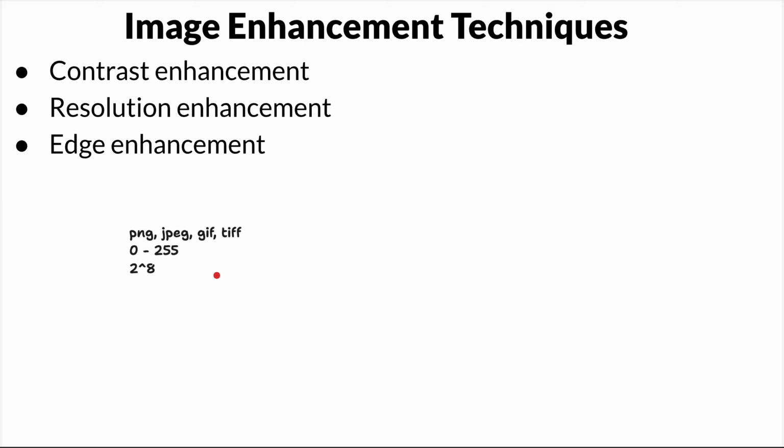Now, when you take CT scan and MRI scan, you can't use 2 raised to the power 8 for them. It's going to truncate a lot of information. So that means they need more bits, right? So some of them go all the way to 2 raised to the power 16. 2 raised to the power 16 is what? That is quite a bigger value, right?